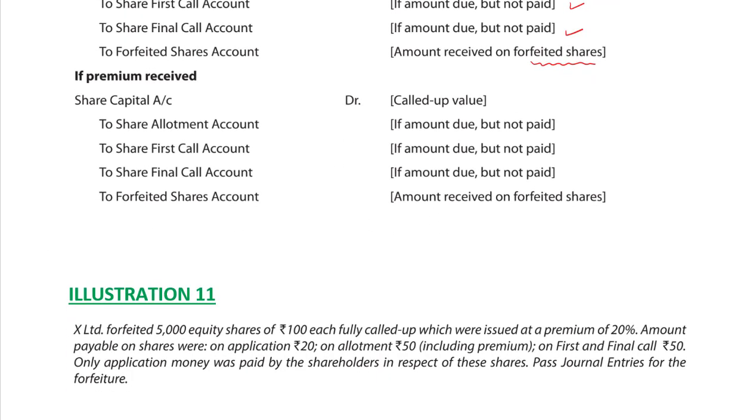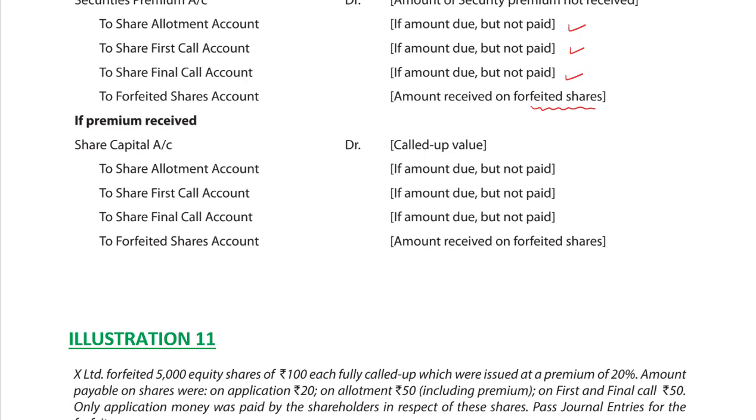If the amount of premium is received already, in this case, share capital account debit called up value, to share allotment account if amount due but not paid, to first call account due but not paid, final call account due but not paid, forfeited shares account amount received on forfeited shares. I believe you understood.